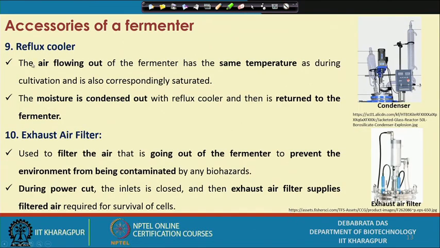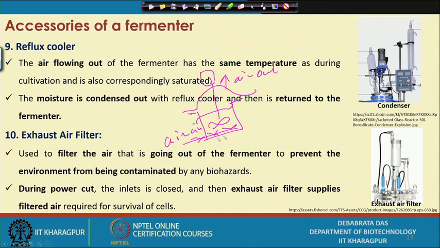Then we have the reflux cooler, and I told you why it is there. We should understand this. Suppose this is a fermenter, and we are sparging air. We are passing air in, and this is the air out. When you sparge, your air is unsaturated, but as it passes through the fermenter, it will become saturated, taking some moisture from the fermenter.